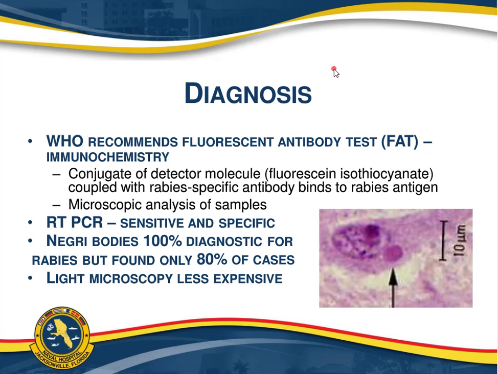So this is what the World Health Organization recommends for diagnosis. The fluorescent antibody test, or FAT, capital FAT, it's immunochemistry. If you're lucky, you got a PCR you can get. We were tremendously lucky at EMF Djibouti.